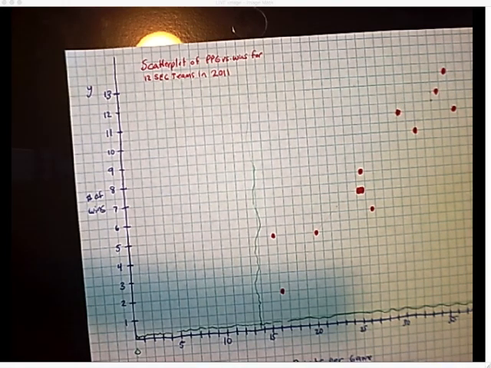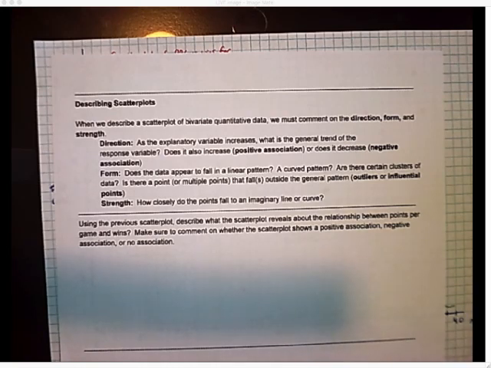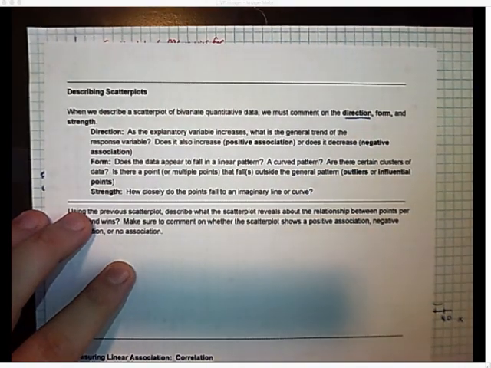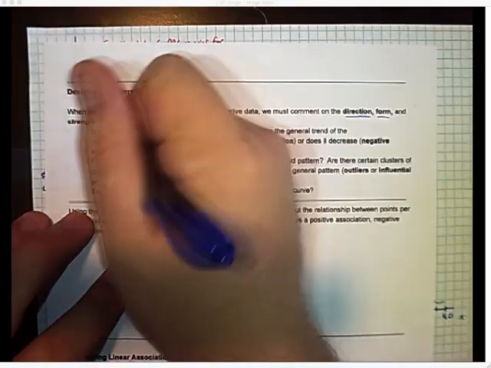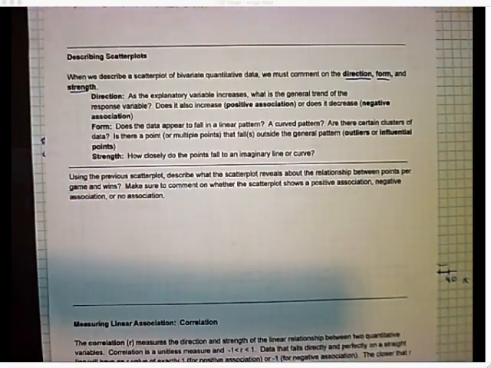Right, moving along. After you make a scatter plot, we need to describe the scatter plot. We have to really describe three aspects of it: we have to comment on the direction, the form, and the strength. So what about direction? As the explanatory variable increases, what is the general trend of the response variable? Does it increase or does it decrease?